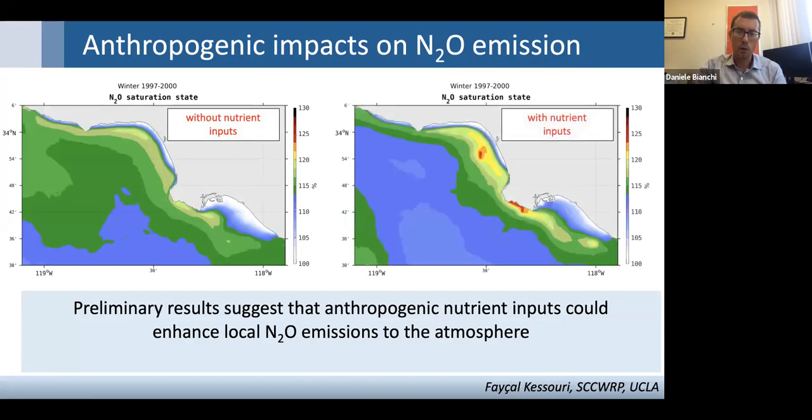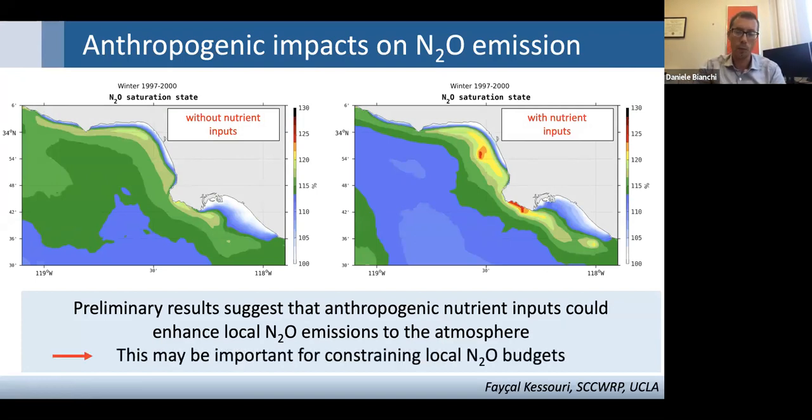And you can see that by comparing a simulation with and without nutrient inputs. On the left is a nitrous oxide saturation state at the surface in a simulation that Faisal Kessouri did without nutrient inputs. So that would be a natural nitrous oxide cycle. And on the right, a simulation with nutrient inputs that shows hotspots related to nitrification, but also a broad dispersion of nitrous oxide at the surface. And so this might be important for constraining the local budgets, not just in the ocean, but also the budgets that are, for example, from the city of Los Angeles. It might be affected by coastal emissions.